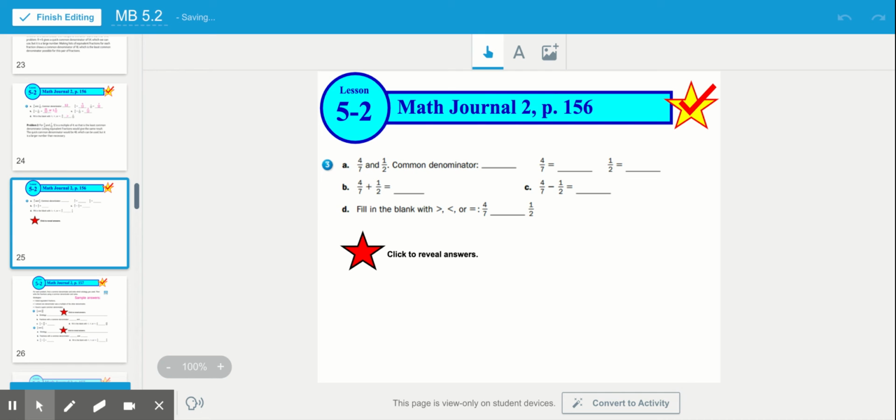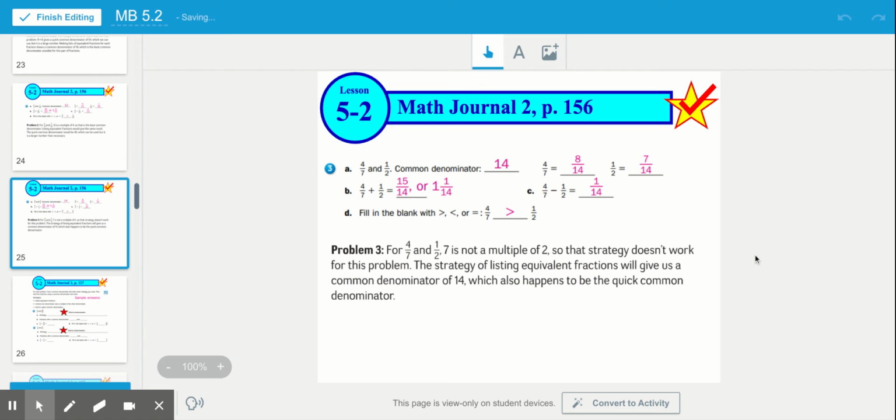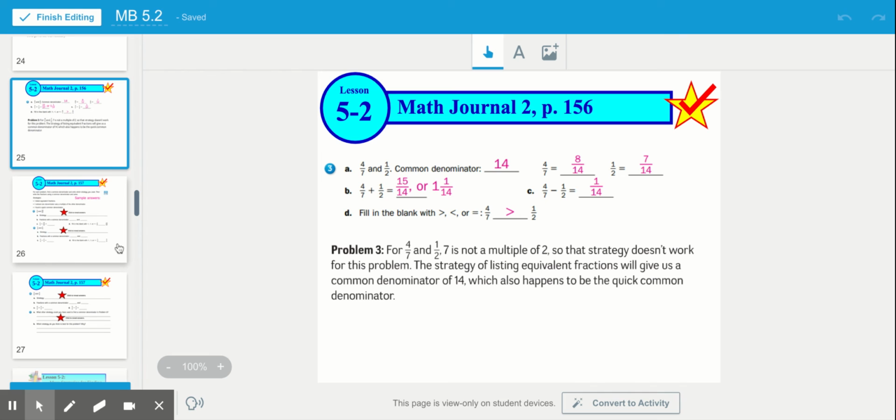And 3, 4/7 and 1/2. Let's take a look at that common denominator. The common denominator is 14. So 4/7 equals 8/14. 1/2 equals 7/14. So if we add them together, we get 15/14, or 1 and 1/14. If we subtract them, we get 1/14, and we know that 4/7 is greater than 1/2. Once more, problem 3 explanation just below.